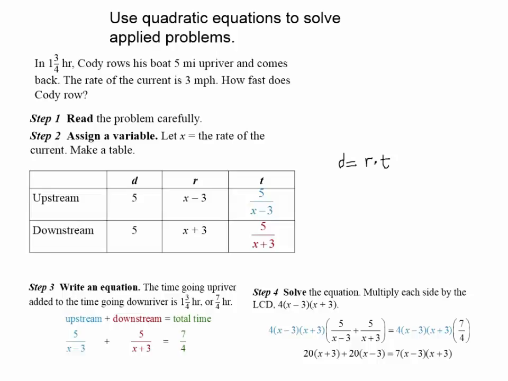So in this case, we're going to fill out what we know in this chart. We know the distance is 5 in both cases, going 5 miles. And the rate, if you're going upstream, the rate of the river works against us. Here the rate of the current is given to me as 3. So in this case, we have x minus 3.